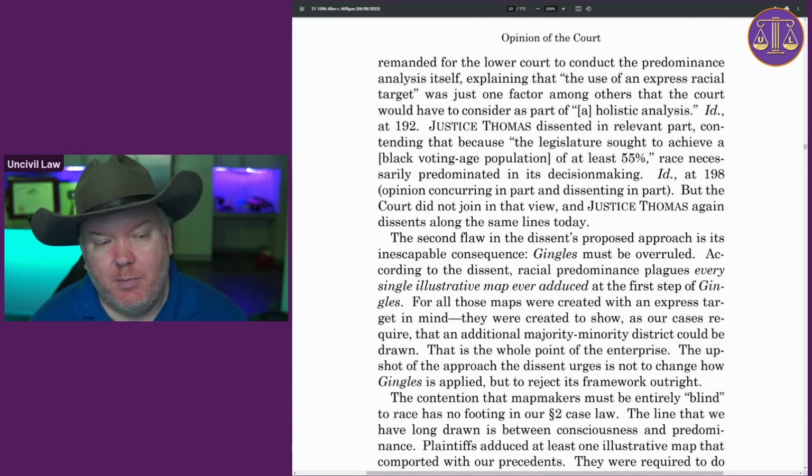Justice Thomas dissented in the relevant part, contending that because the legislature sought to achieve a Black voting age population of at least 55%, race necessarily predominated in decision-making. But the court did not join in that view, and Justice Thomas again dissents along those same lines.